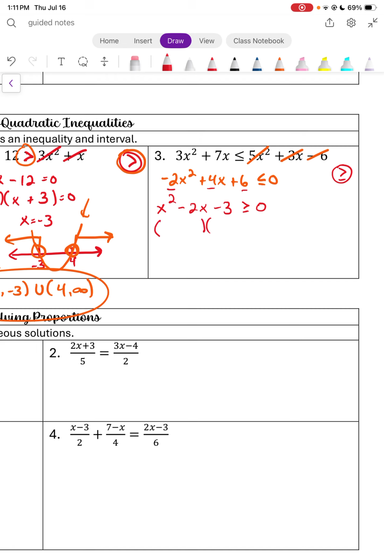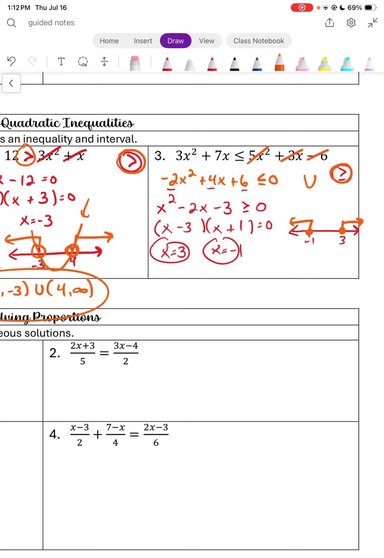We're going to solve this by factoring. You can use the Swinford method if you'd like to. x and x, -3, +1. My two critical values are x equals 3 and x equals -1. Again, imagine the parabola. It's going to cross at -1 and 3. We're looking for where that parabola is going to be above. And again, the parabola is going to be shaped like this. So it's going to be above over here, and it's going to be above over here.